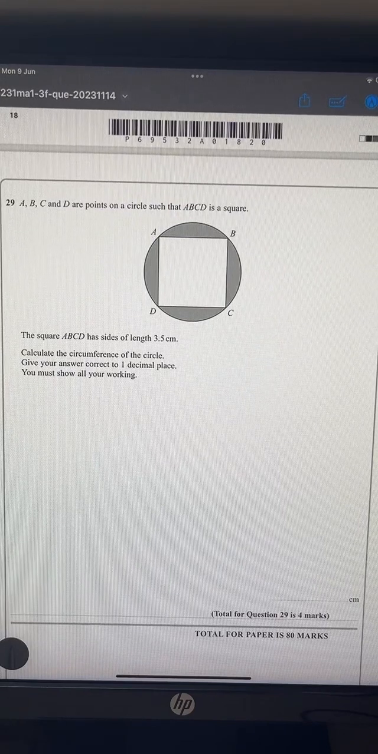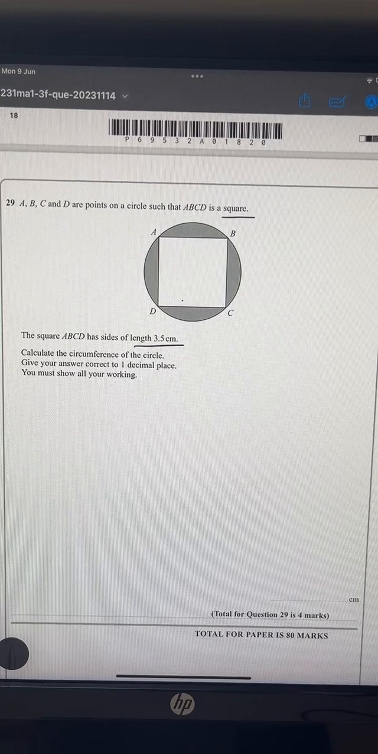All right, cool. A, B, C, and D are points on a circle such that ABCD is a square. It's important to note it's a square, so underline that, yeah? All the sides are the same. The square ABCD has side lengths of 3.5. So I'm just going to put that this is 3.5, and these are all 3.5. They're all the same, so just put the line there, yeah? Just shows all the same. Yes, awesome. Let's do the questions from the back.